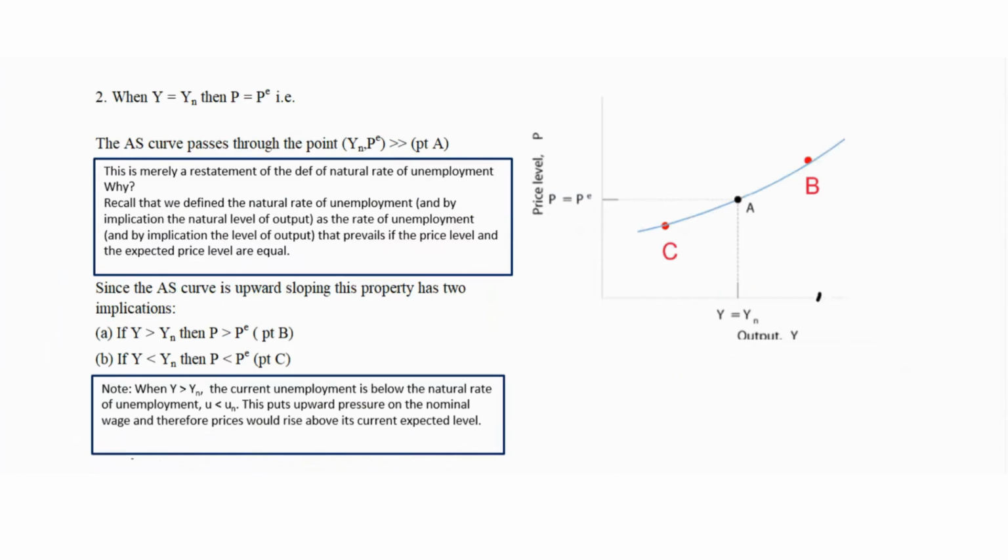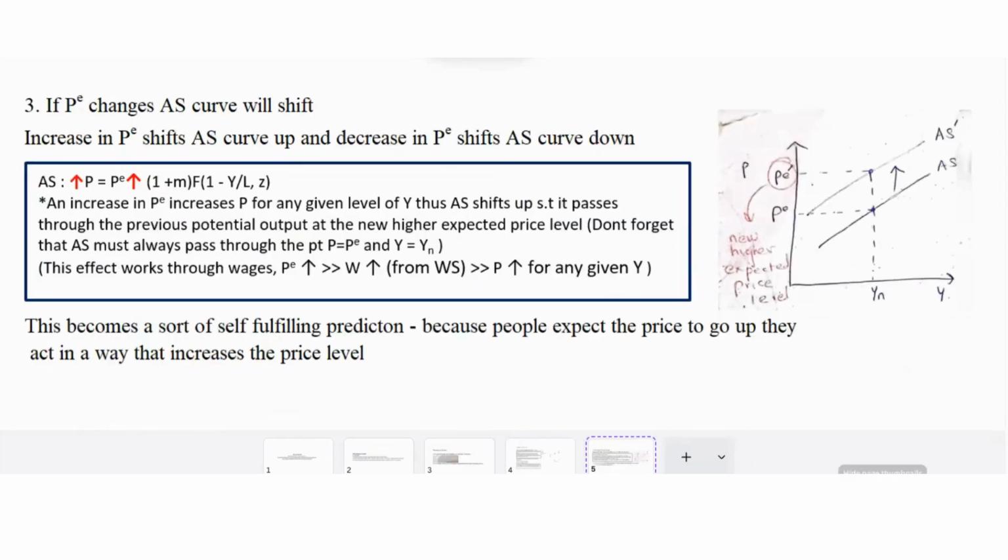And we talked about how this is based on the definition of the natural rate of unemployment, i.e. how we define un and hence the associated Yn. We now want to look at a third property of the AS curve, which is that if PE changes, if the expected price level changes, the AS curve will shift. An increase in expected price level will cause the AS curve to shift upwards, as that causes an increase in P for any given level of Y, right?